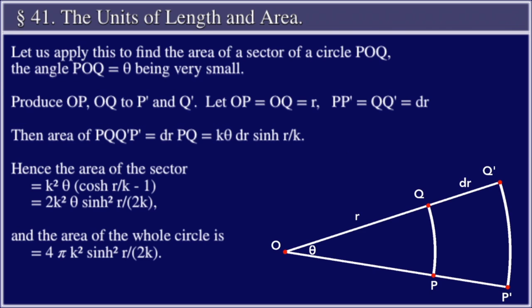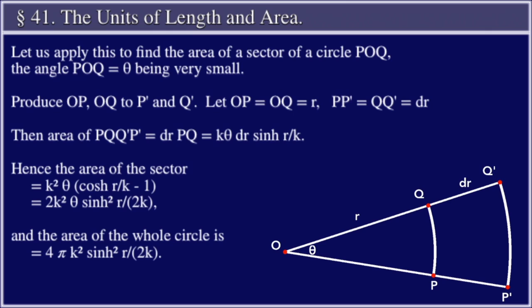Let us apply this to find the area of a sector of a circle POQ, the angle POQ equal to theta being very small. Produce OP, OQ to P prime and Q prime. Let OP equal OQ equal r, PP prime equal QQ prime equal dr. Then the area of PQQ prime P prime is equal to dr times PQ, equal to k theta dr sinh(r/k).